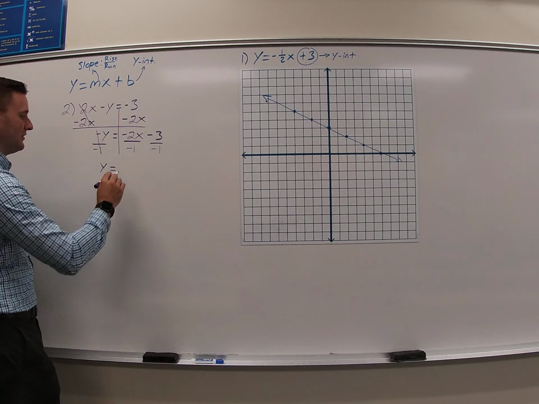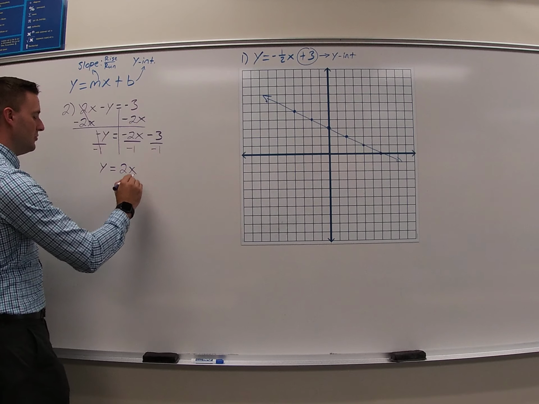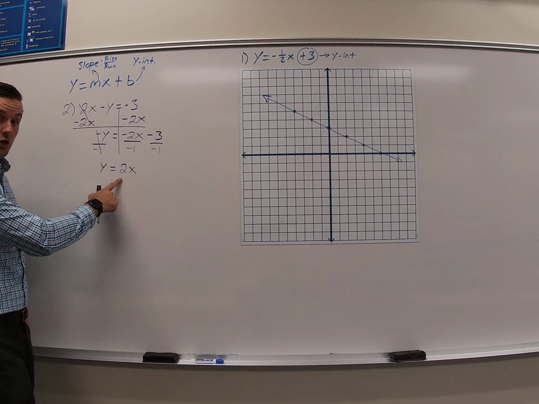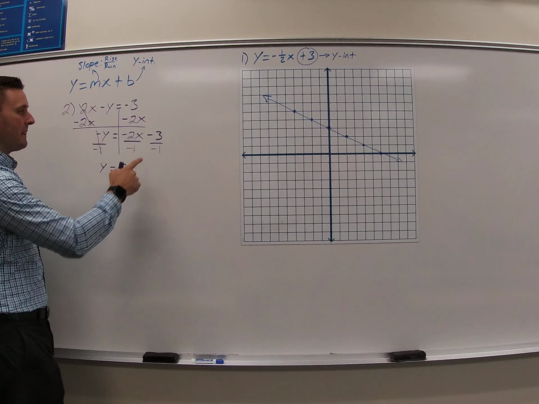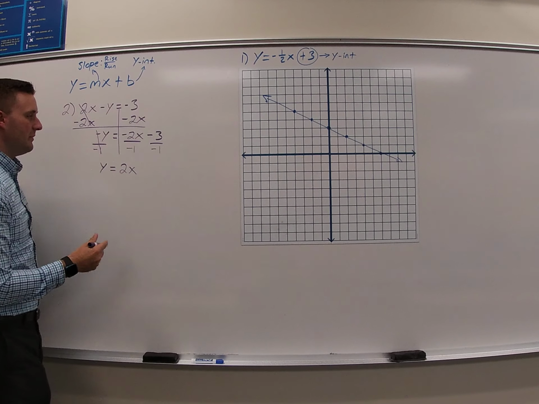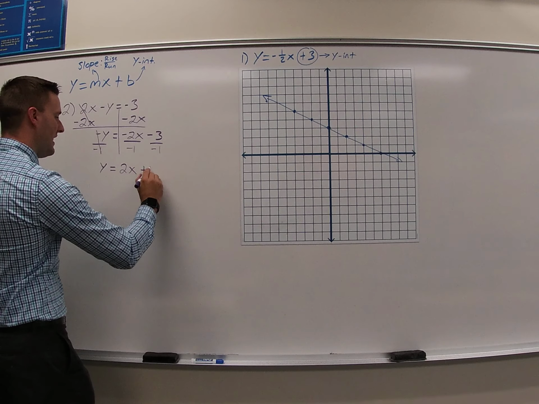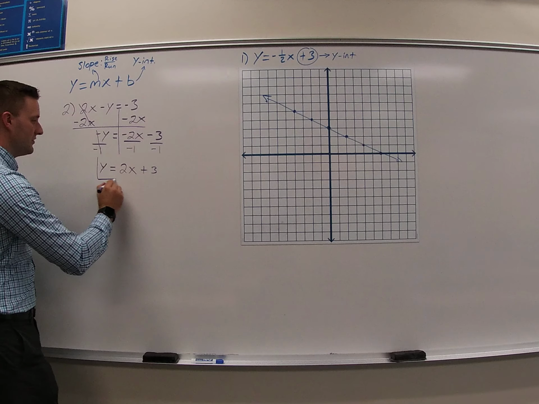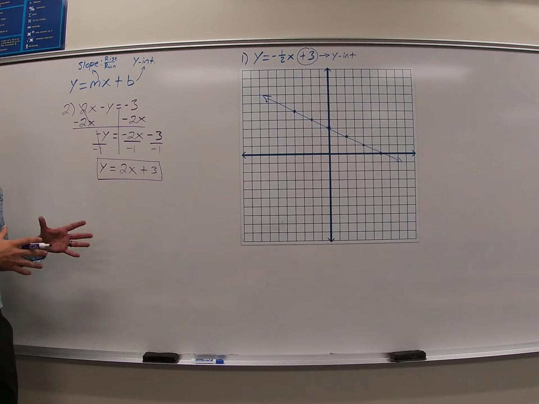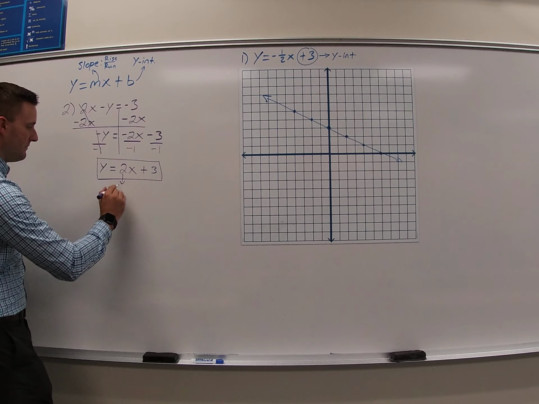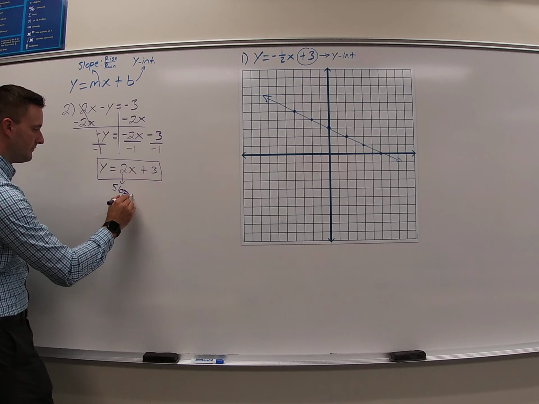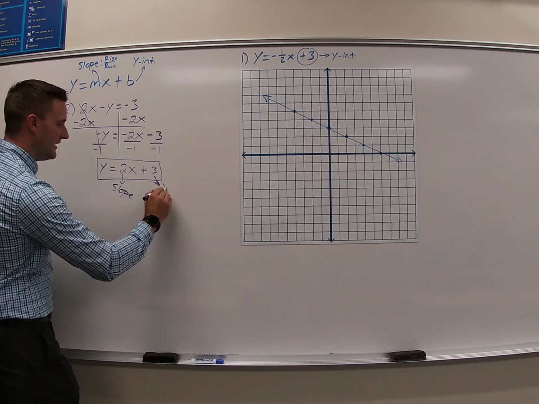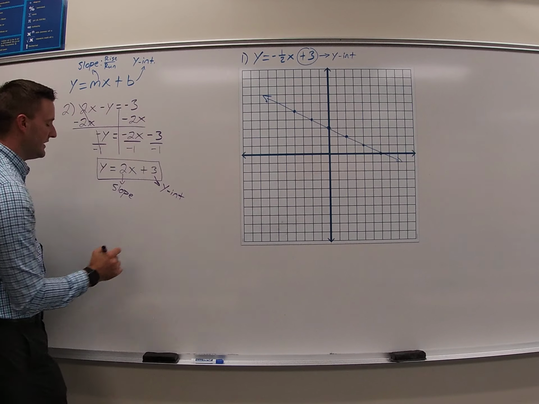Again, negative divided by negative is positive. So this is a positive 2x. That's my slope. It's my m. And then a -3 and a -1 being divided gives me a +3. So here is my y-intercept. So this is now the line that I'm going to graph on the coordinate plane. So here, my slope is 2. My y-intercept, or my starting point, is a +3.